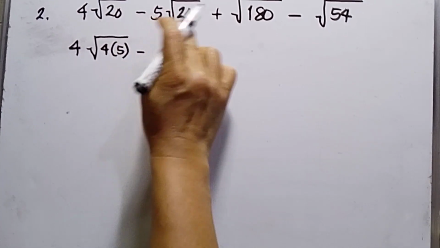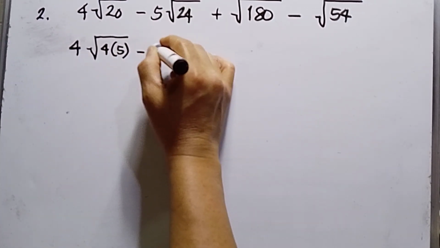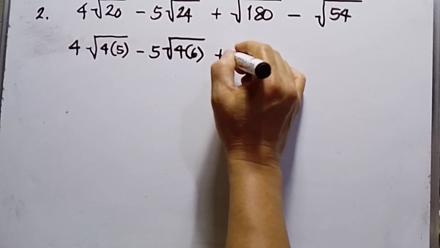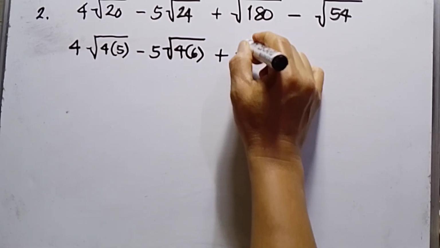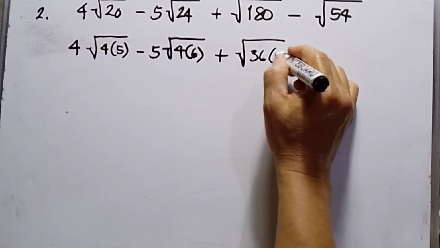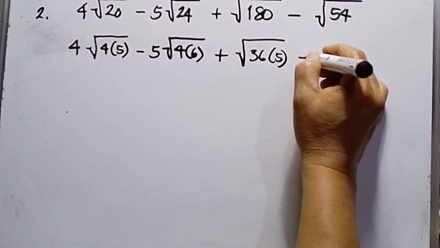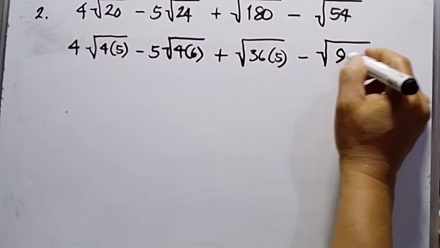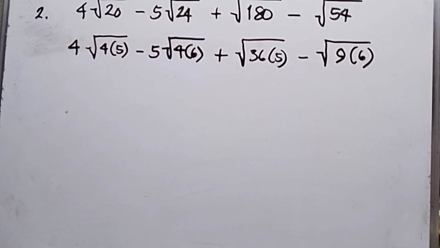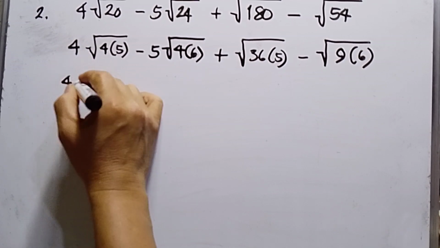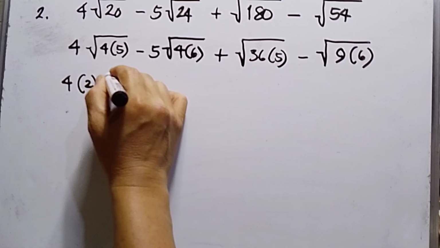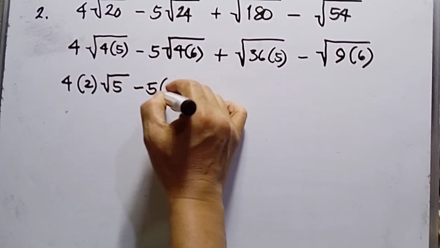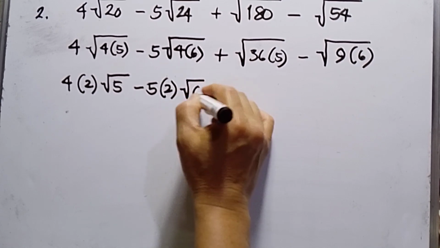Then minus, how about 24? This will be 5 square root of 4 times 6. How about 180? 180 is square root of 36 times 5. Then the last will be square root of 9 times 6. So 4 square root of 4 is 2. Then copy square root of 5. Then minus 5 square root of 4 is 2. Then square root of 6.